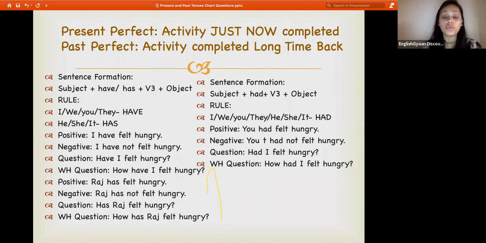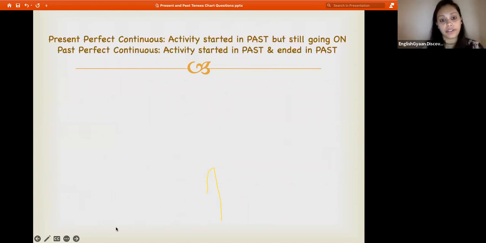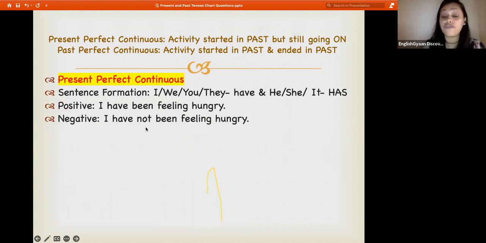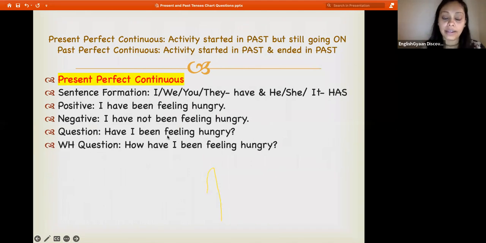Now we go to the last tense, that is present perfect continuous and past perfect continuous. Present perfect continuous means activity started in the past but still going on. क्रिया जो भूतकाल में शुरू हुई है अभी तक चल रही है. For example, I have been feeling hungry. Have been feeling. I have not been feeling. Have I been feeling? How have I been feeling?